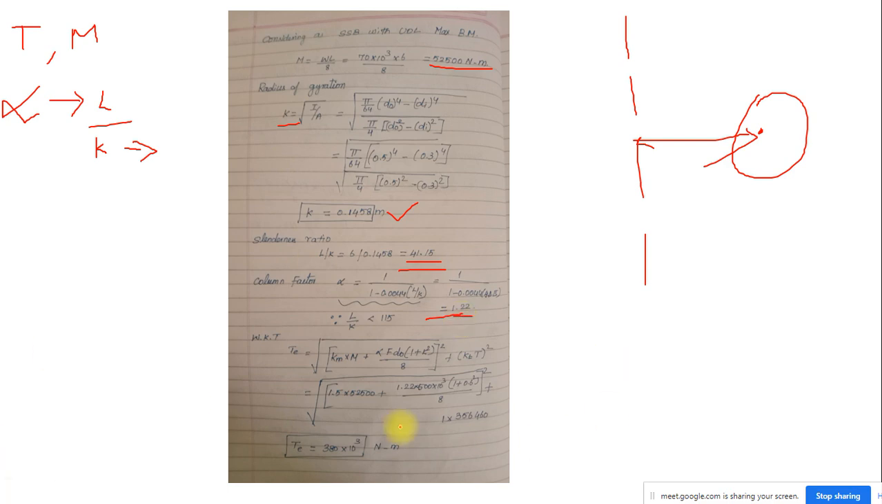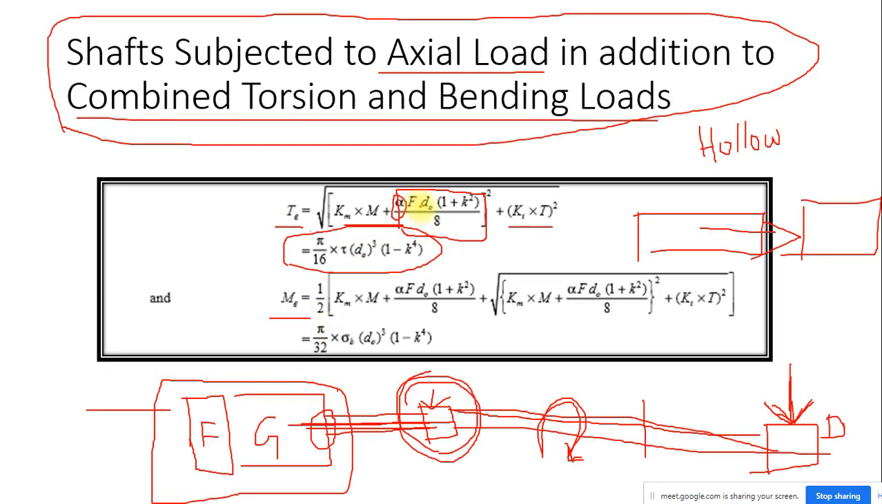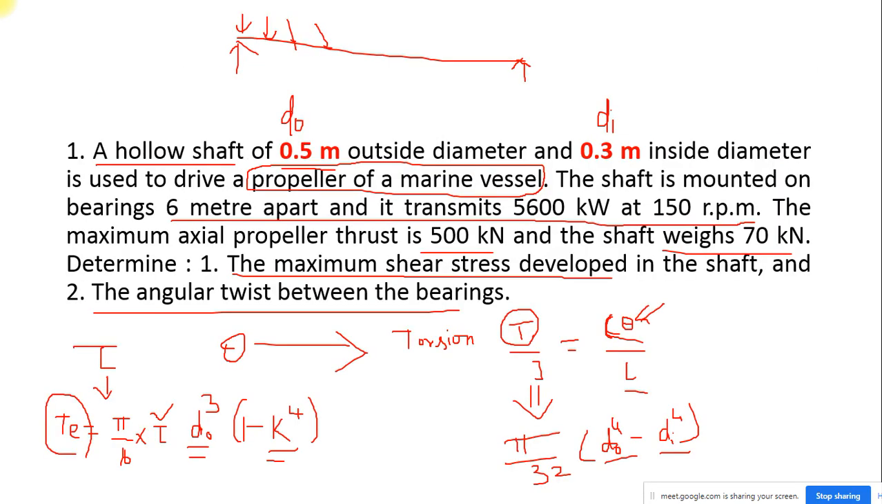Okay, so with which I have found out the alpha, which is nothing but a column factor value. Now you substitute the values in the formula, which we have seen in previous slides. The formula is nothing but we are adding this column factor along with the axial force acting along with the diameter of the particular hollow shaft.